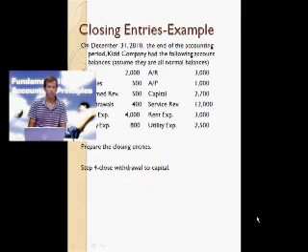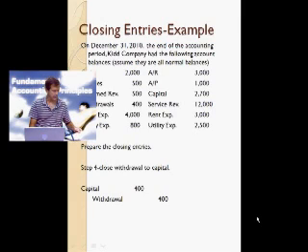Okay, step 4, close withdrawals to capital. We see we've got one withdrawal account for $400. Withdrawals has a normal balance of a debit, so we need to credit withdrawals for $400, just like that. And we debit capital for $400. And that is the whole closing journal entry process. That's all there is to it.